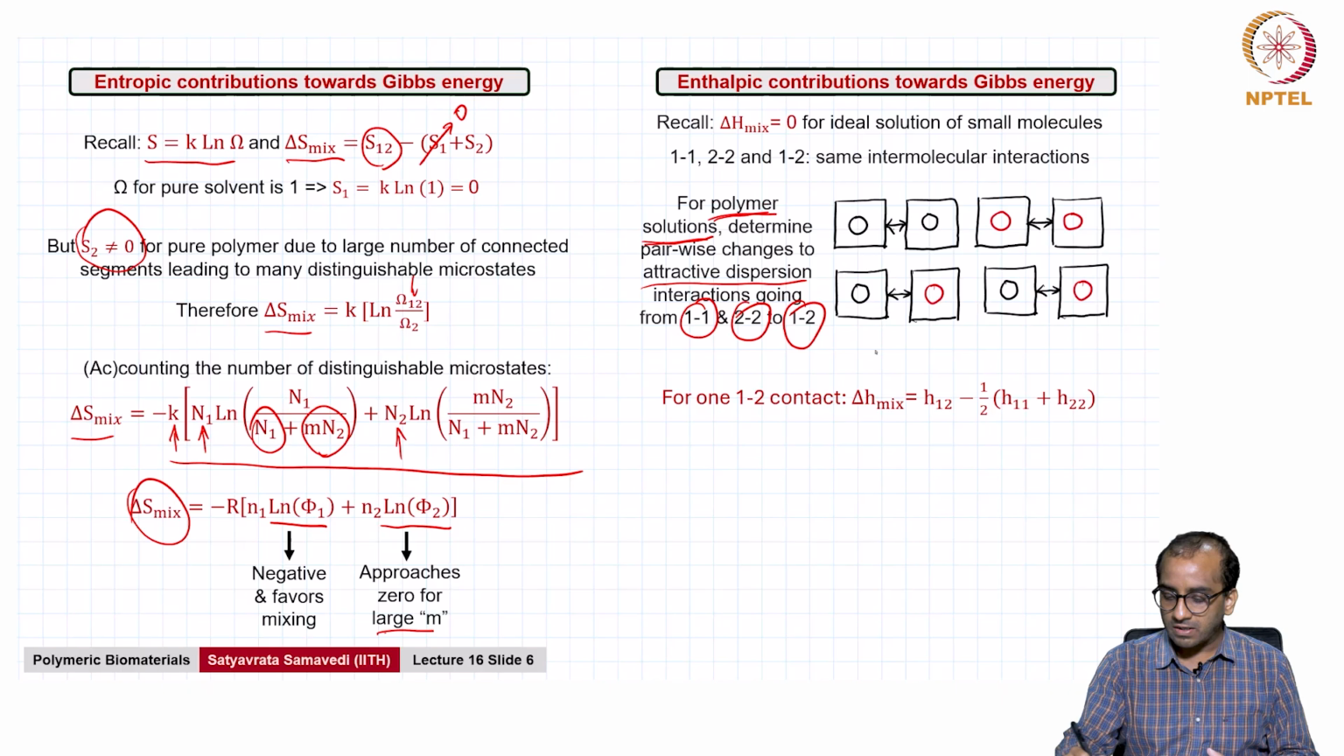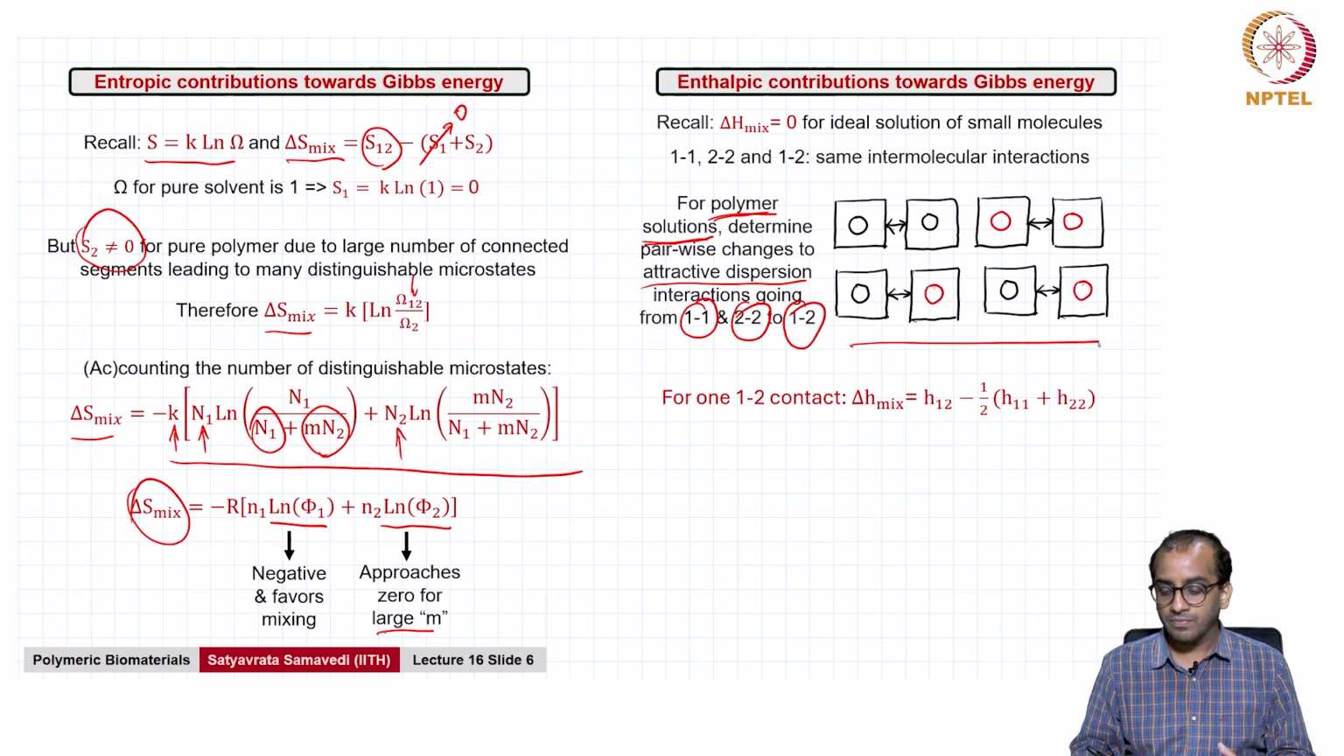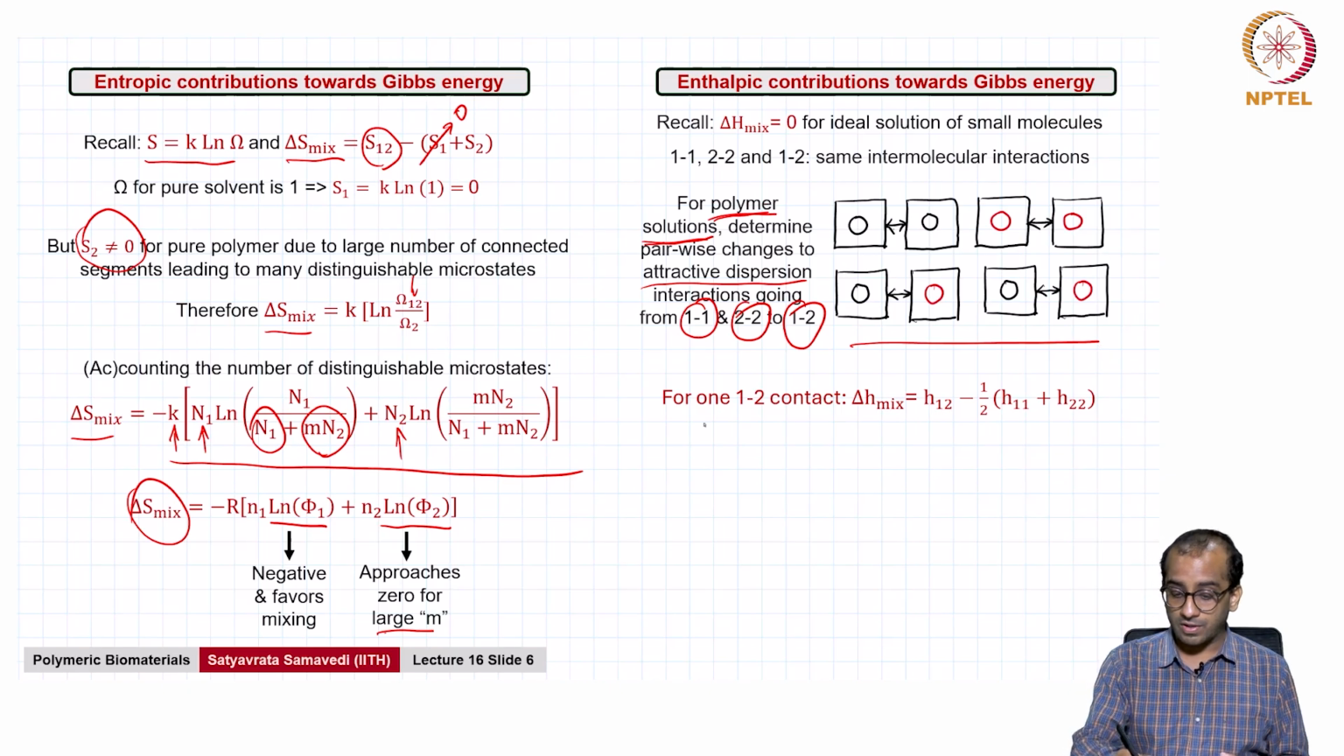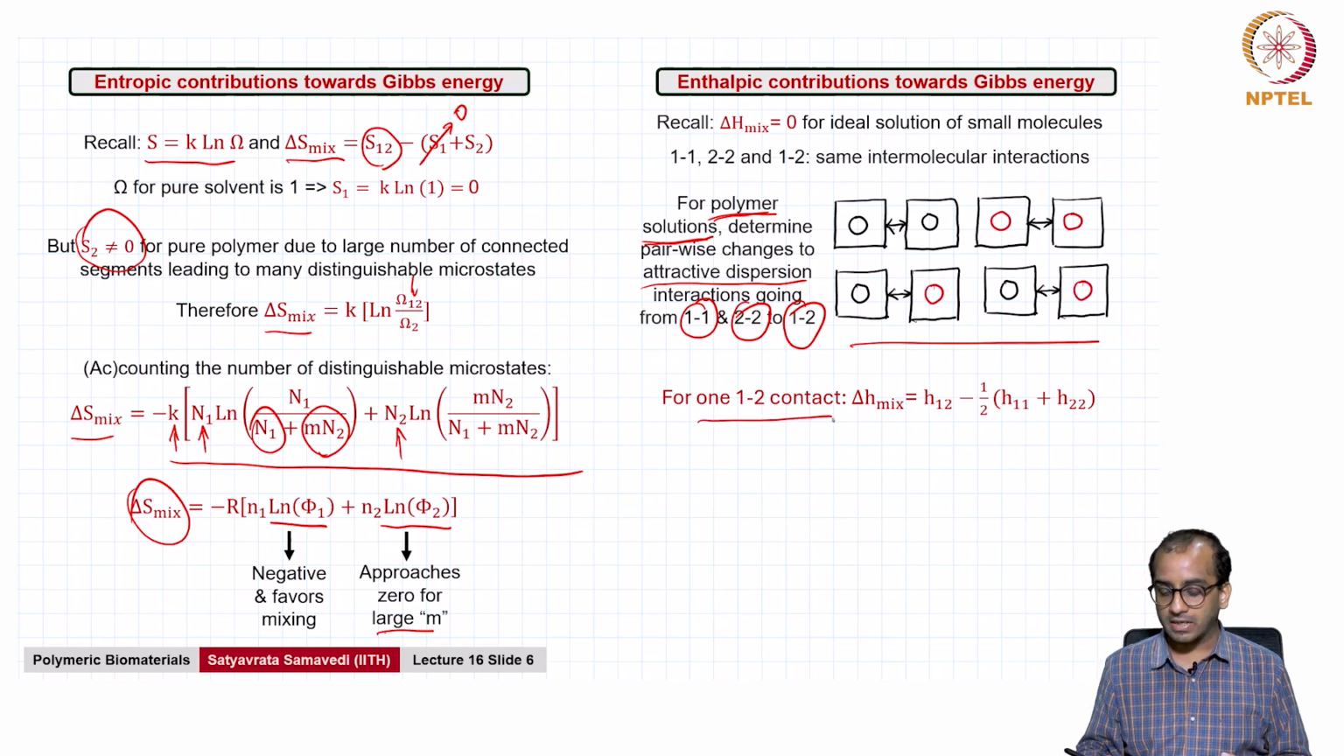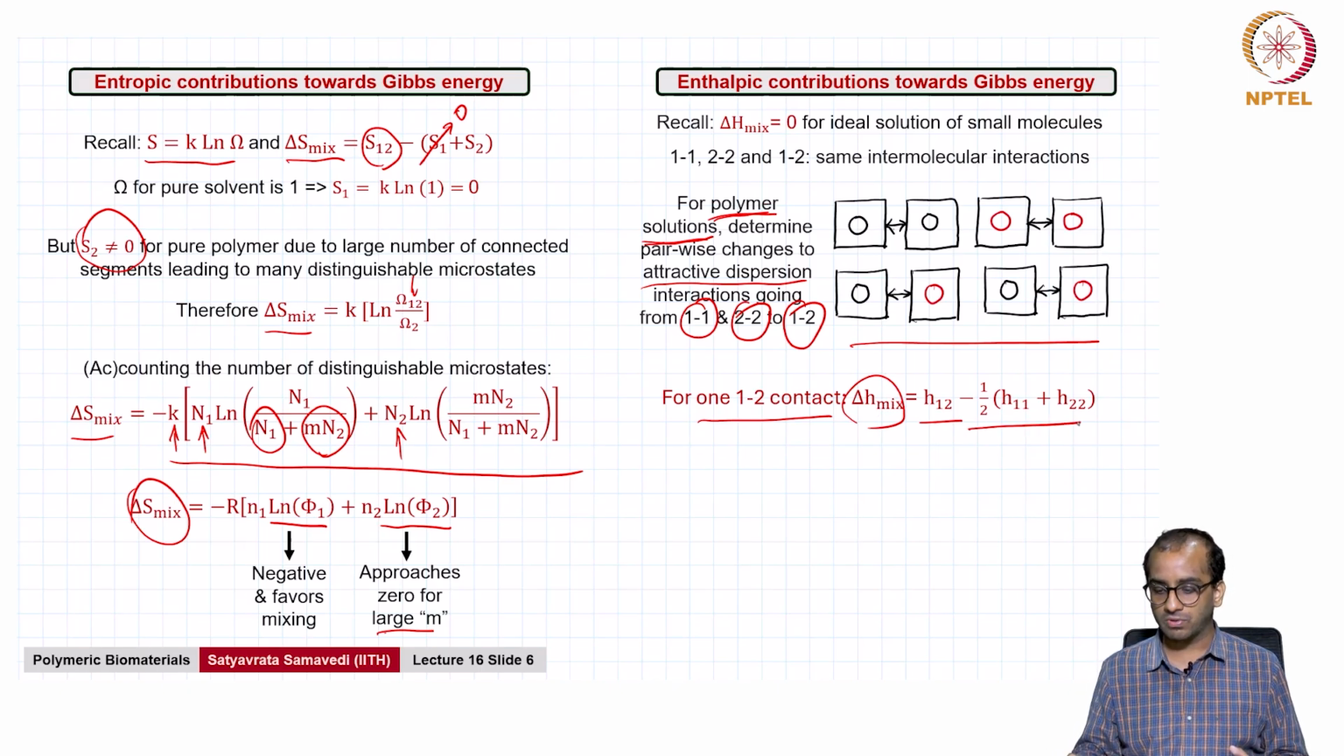And that is pictorially represented as given here, where you are not just accounting for the interactions on the lattice, you are also accounting for the nearest neighbors. So, for 1-1-2 contact, the delta H mix can be given by H12 minus half of H11 plus H22. The half appears because you have 2 of them versus one final 1-2 interaction.